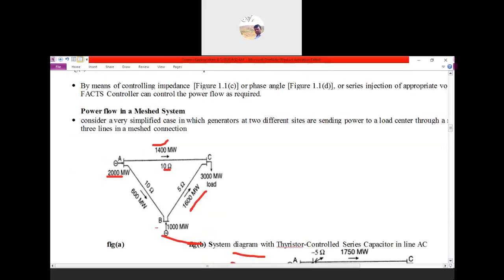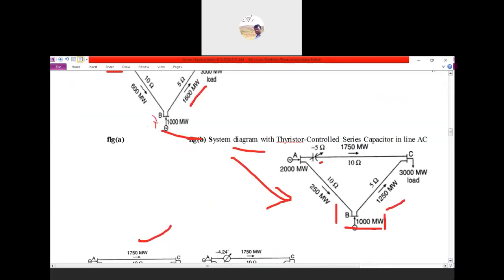Here the high impedance line has less power flow, and the less impedance line has high flow. So high power will flow in this line, and less power flow will take place in this line. Okay, that we have discussed.